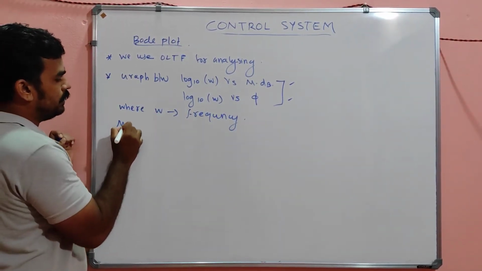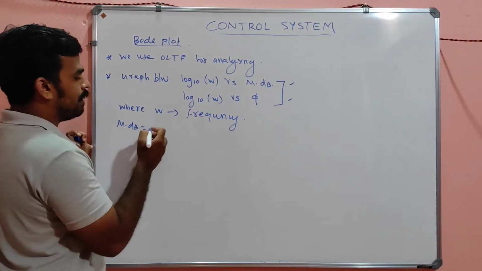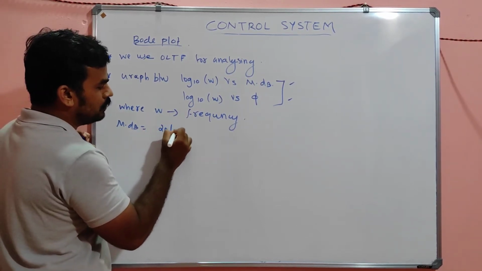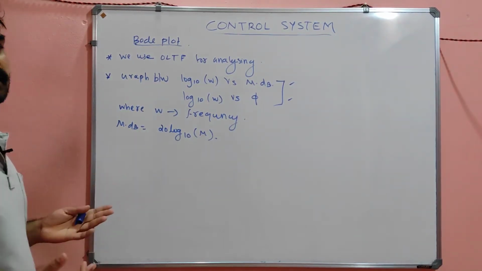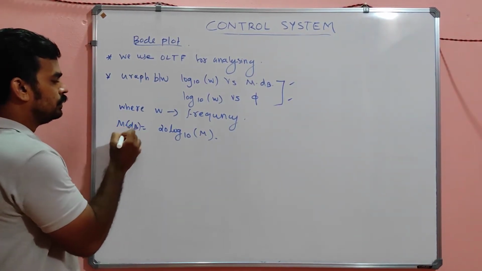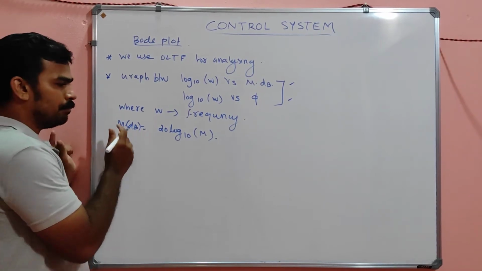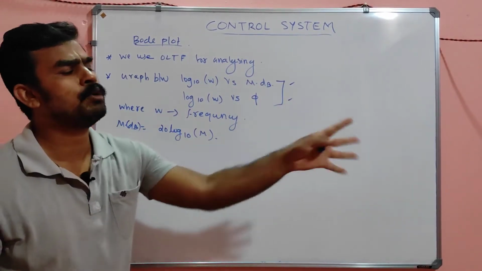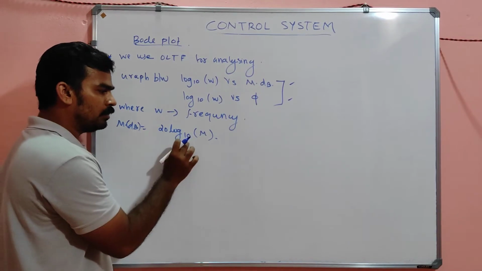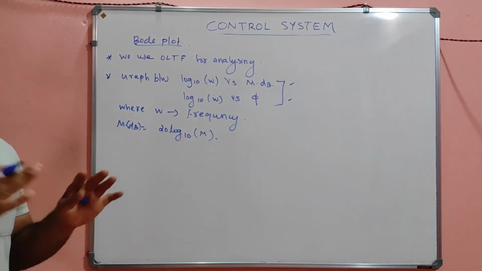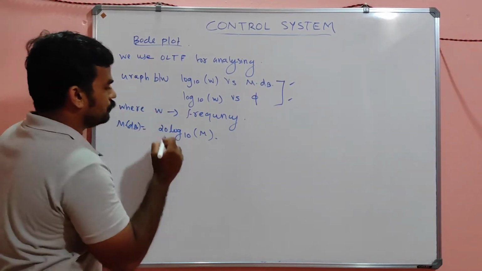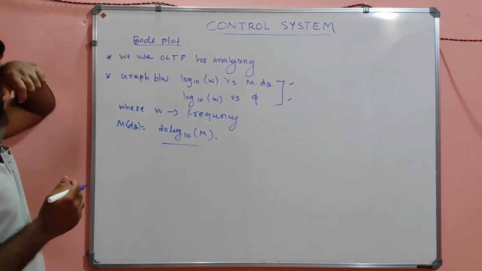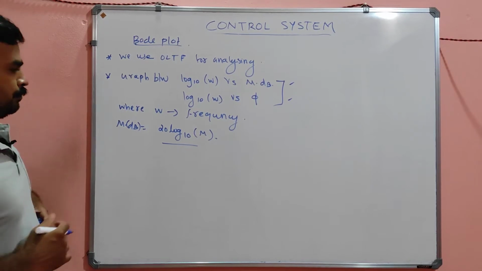And M in dB is nothing but magnitude in dB, which is 20 log 10 to the base M. You can say like this: some quantity M you have, convert it into dB means simply you take 20 log 10 to the base M. Okay. And before going to this concept, my dear, let me discuss something.